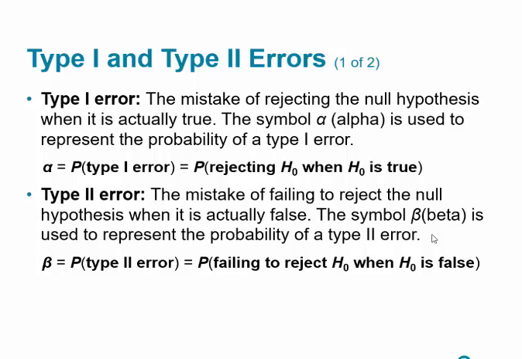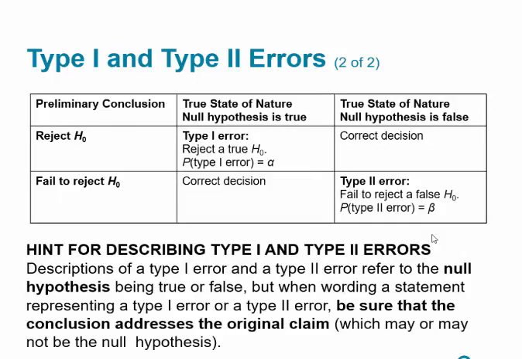Type 2 error: the mistake of failing to reject a null hypothesis when it's actually false. The symbol beta is used to represent the probability of a type 2 error. So beta is equal to the probability of a type 2 error, which is equal to the probability of failing to reject a null hypothesis when the null hypothesis is false. In other words, we do not reject a null hypothesis, but it turns out that the null hypothesis is actually false. In other words, the alternative hypothesis should have been the one. So we should have rejected the null hypothesis and we didn't.